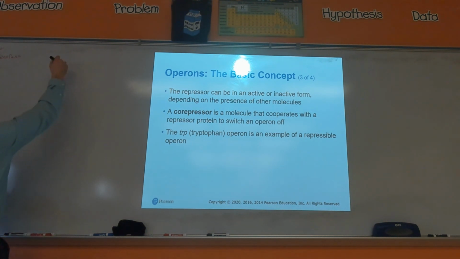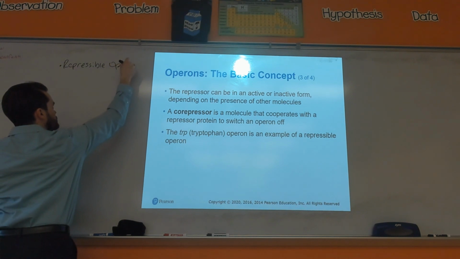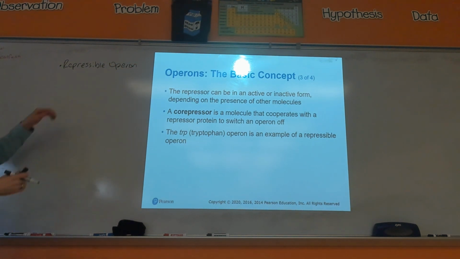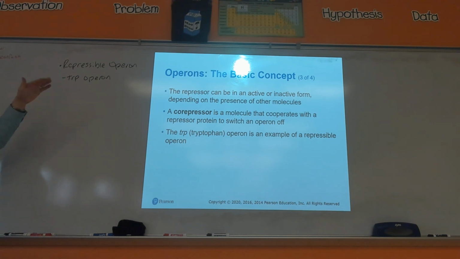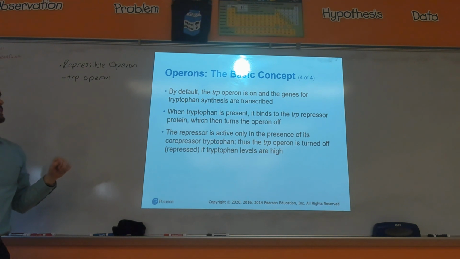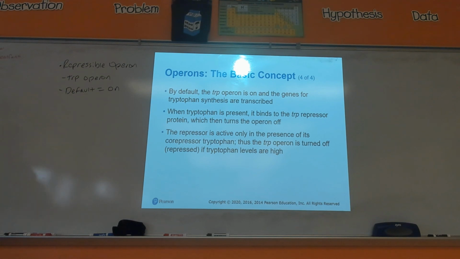And we call this a repressible operon. So, the trp operon. I'll get more into what that means in a little bit, but keep that in mind. This would be an example of a repressible operon. So in a repressible operon, default equals on. Meaning the default is the genes are on. We're using the genes to make the tryptophan.